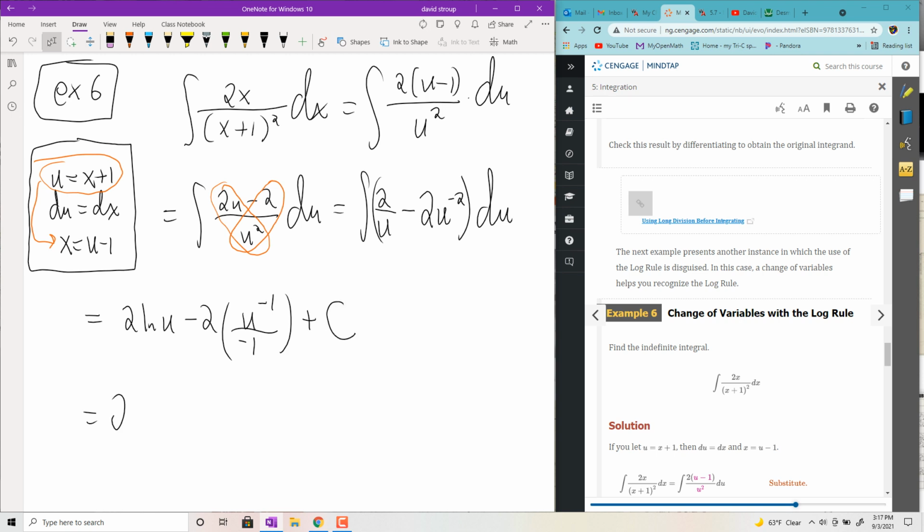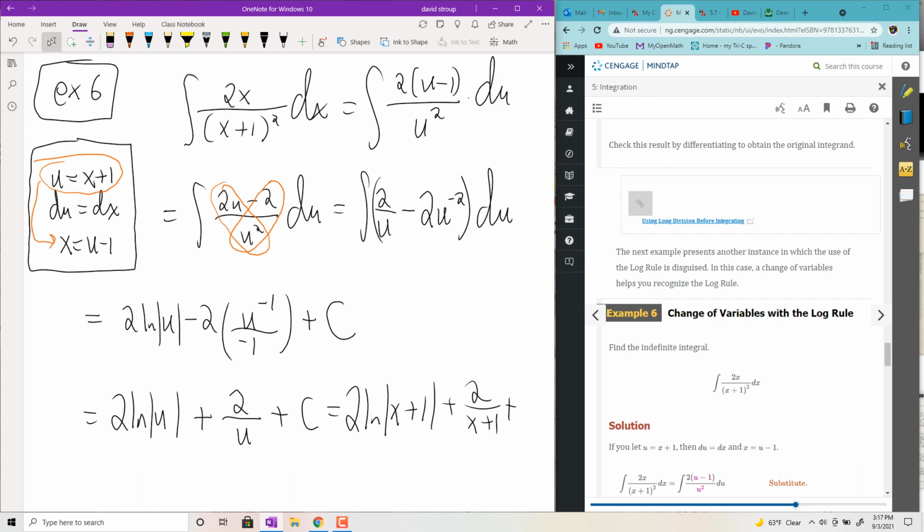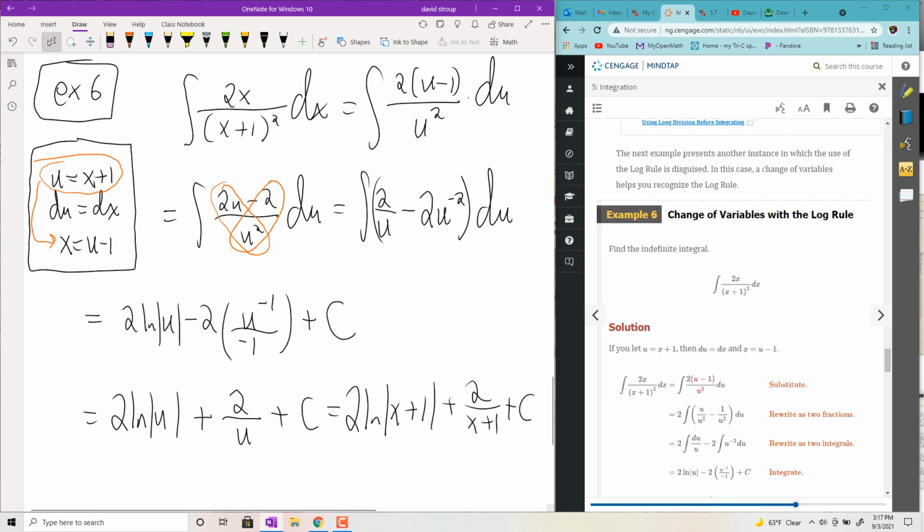Clean it up a little before I back sub, and this should be absolute value of u. It'll be negative, negative, so plus u to the negative 1 is 1 over u, so plus 2 over u plus c. And then finally, go ahead and back sub. So ln absolute value x plus 1 plus 2 all over x plus 1 plus c. Okay.